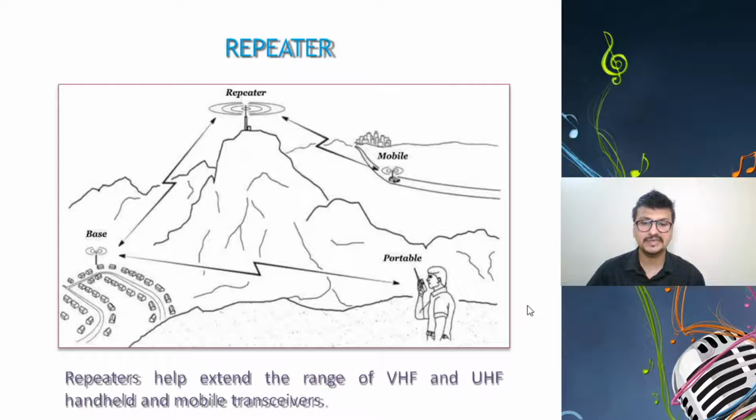A repeater helps extend the range of VHF, very high frequency, and UHF, ultra high frequency, handheld and mobile transceivers. A repeater is also a device that you use at your home to boost the speed of the internet. Basically, if you are sitting in another room and your Wi-Fi router is in the drawing room, you use a repeater to boost the signals of your broadband modem. This repeater is somewhat the same. It also helps in increasing the range of the VHF and UHF handheld and mobile transceivers. So this is helpful in that case.